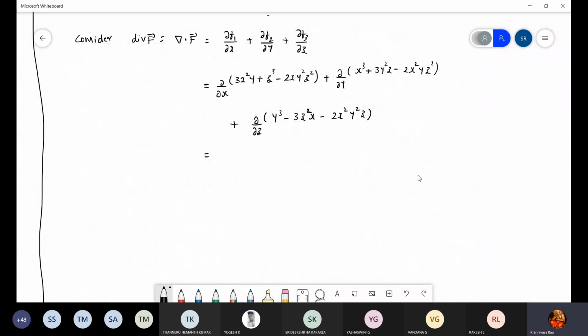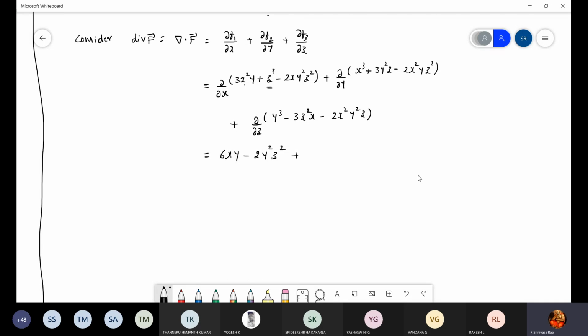You will get, partially with respect to x, 6xy. Correct? x square differentiation is 2x, so 2 times 3 is 6xy. This is 0, z cube is 0, minus 2 times 2y square z square. This is the first one, plus. Since there is no i, j, k here, there is no need to write the bracket. If a negative comes, we can write the bracket. Otherwise you can continue as it is.